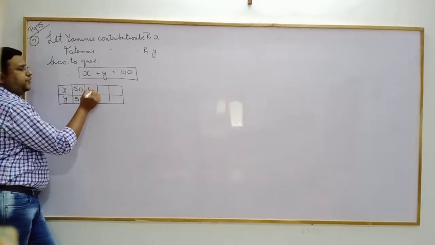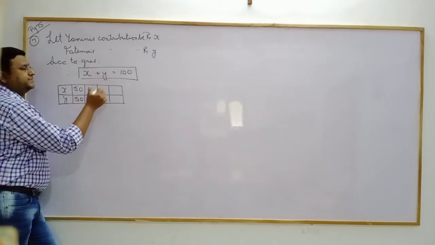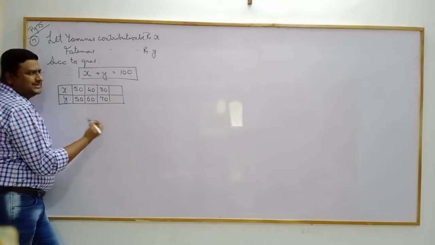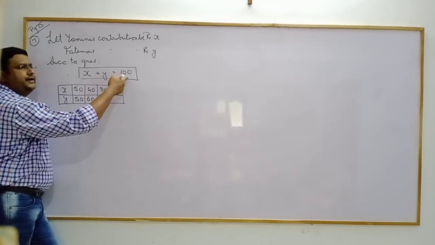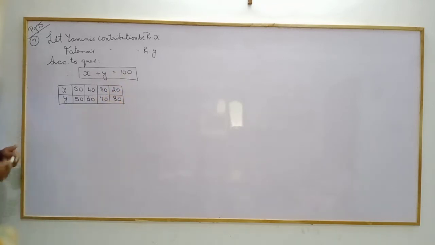If she contributes 40, how much will Yamini give? 60. 40 plus 60, 100. If she contributes 30, how much will the other contribute? 70. Isn't it? 30 plus 70, 100. If she gives 20, the contribution will be 80. Can you draw the graph for the same?